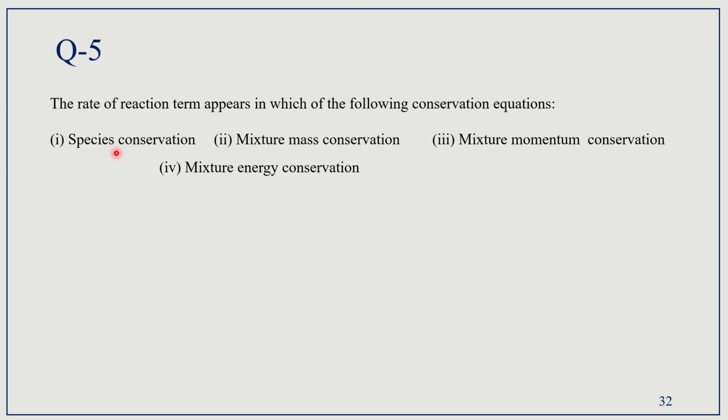In the mixture momentum conservation equation, if you remember the equations, we are not dealing with that, so it is not there. And in the mixture mass conservation equation, that is the total continuity equation, we are also not dealing with the rate of reaction term. The left out ones are 1 and 4. In the species conservation equations we need to include the rate of reaction term, and in the mixture energy conservation equation also we need to include the energy reaction term. So the answer: option A is 1 and D, option B is 1 and 4, option C is 2 and 3, option D is 1, 2, 3 and 4.